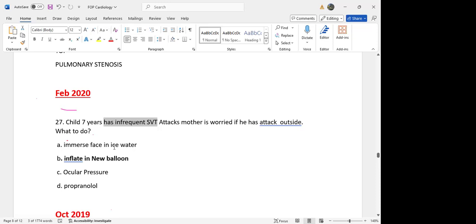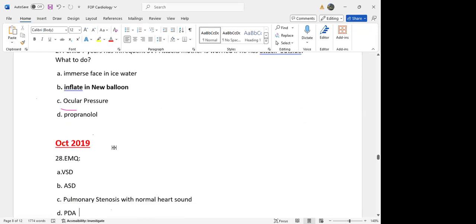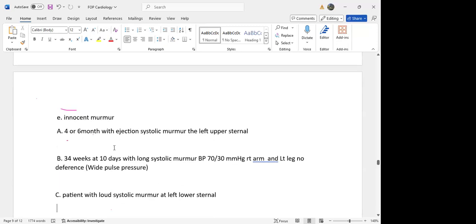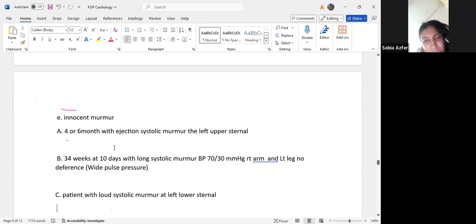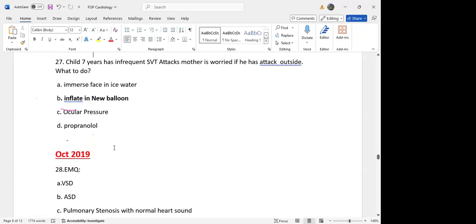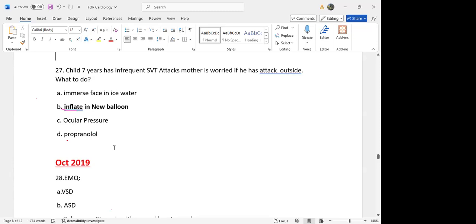Immersing the face in ice water is only for the neonates, okay? You will not do it for older children. Again, the ice water is for neonates and infants who cannot do the Valsalva maneuver, okay?